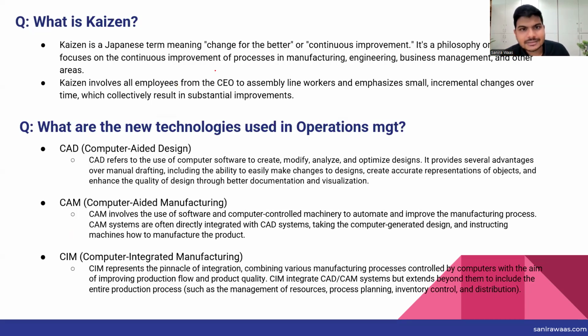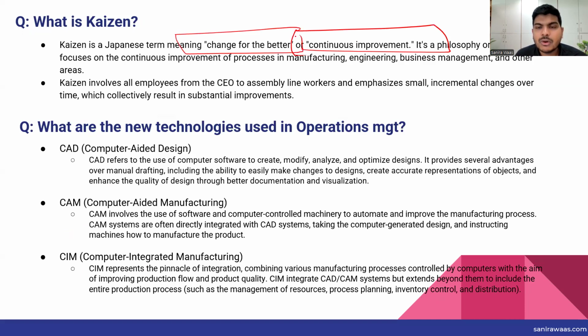The next one is Kaizen. Again, Kaizen is more closely linked to continuous TQM, right? Where they say change for better or continuous improvement. That is what Kaizen means. And it says even the CEO of the company should be involved in these incremental changes, right? That is Kaizen as a whole.